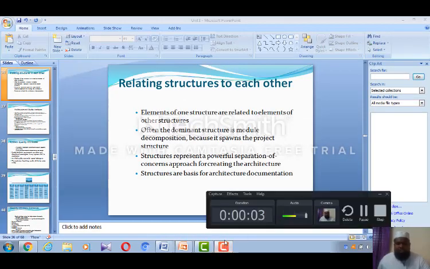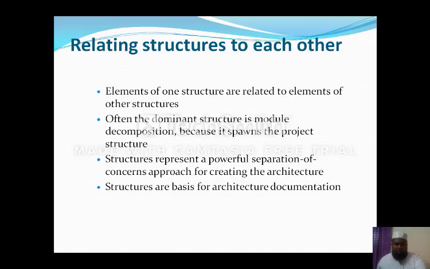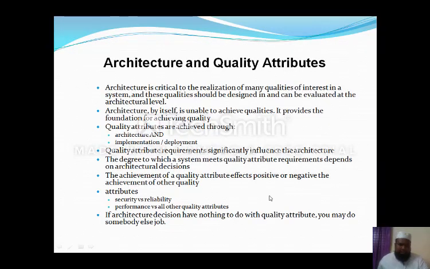So, relating structures to each other: we have seen that elements of one structure are related to the elements of other structures. Okay. Now I will be switching to the next aspect, that is architecture and quality attributes. Architecture is crucial to realization of many qualities of interest in a system, and these qualities should be designed in and can be evaluated at the architecture level.